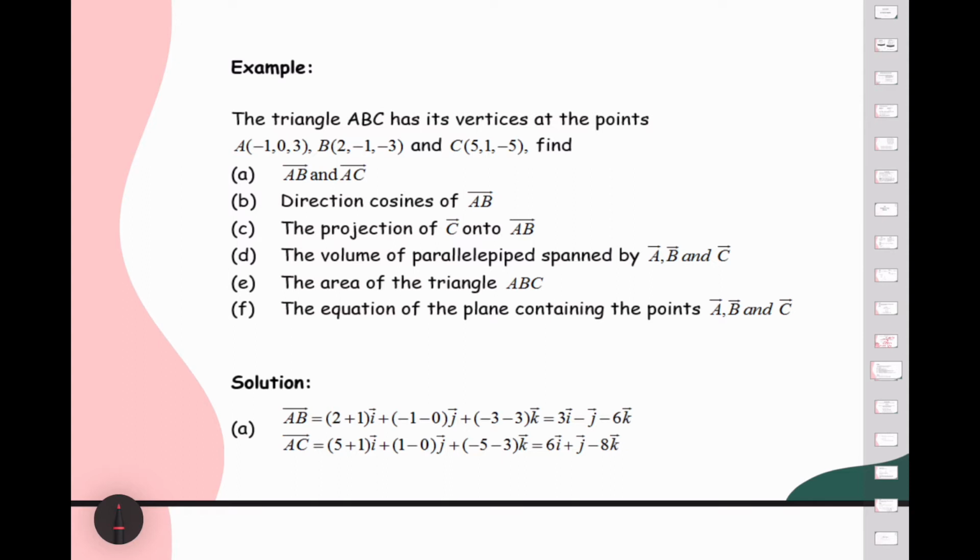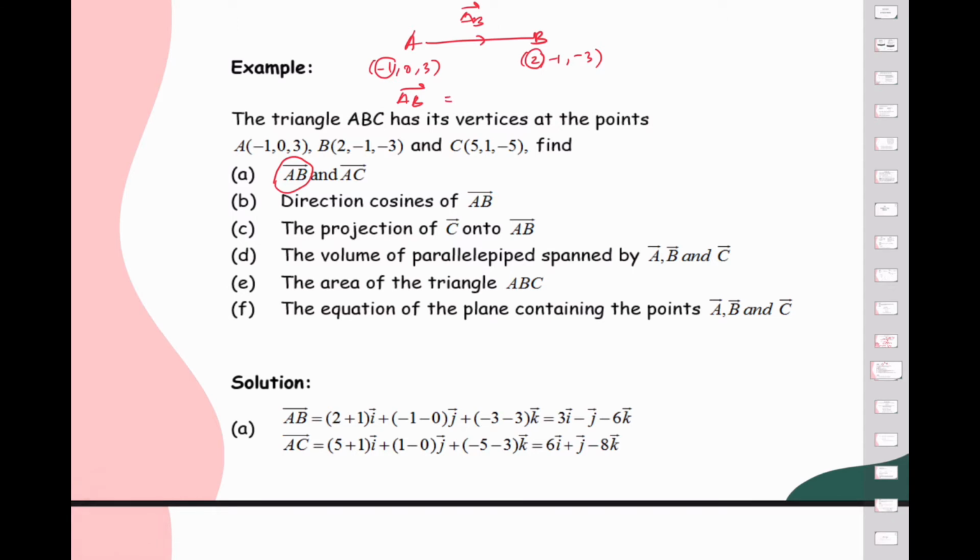Okay, so to find vector AB and AC, the first thing you need to do is you need to see the direction. So this one is from A to B. Okay, from A to B, because it's vector AB. Okay, so the point of A is negative 1, 0, 3. The point of B is 2, negative 1, negative 3. So to find the vector AB, you need to take the second point minus with the first point.